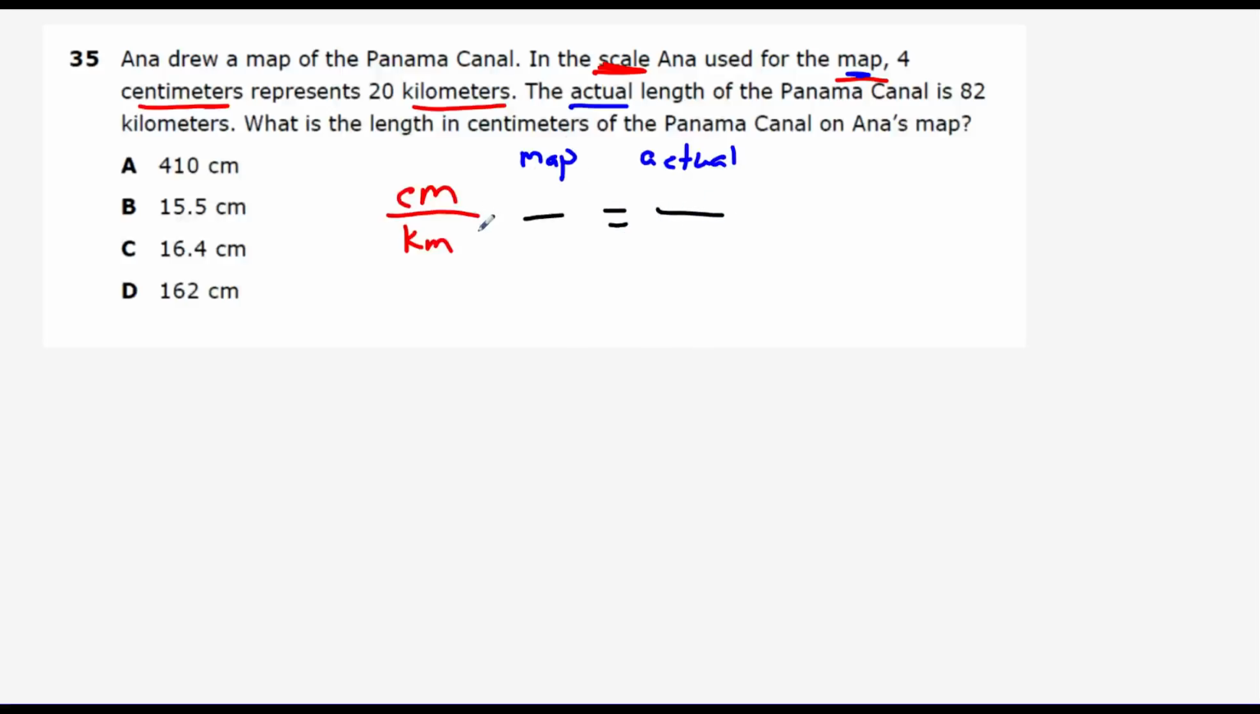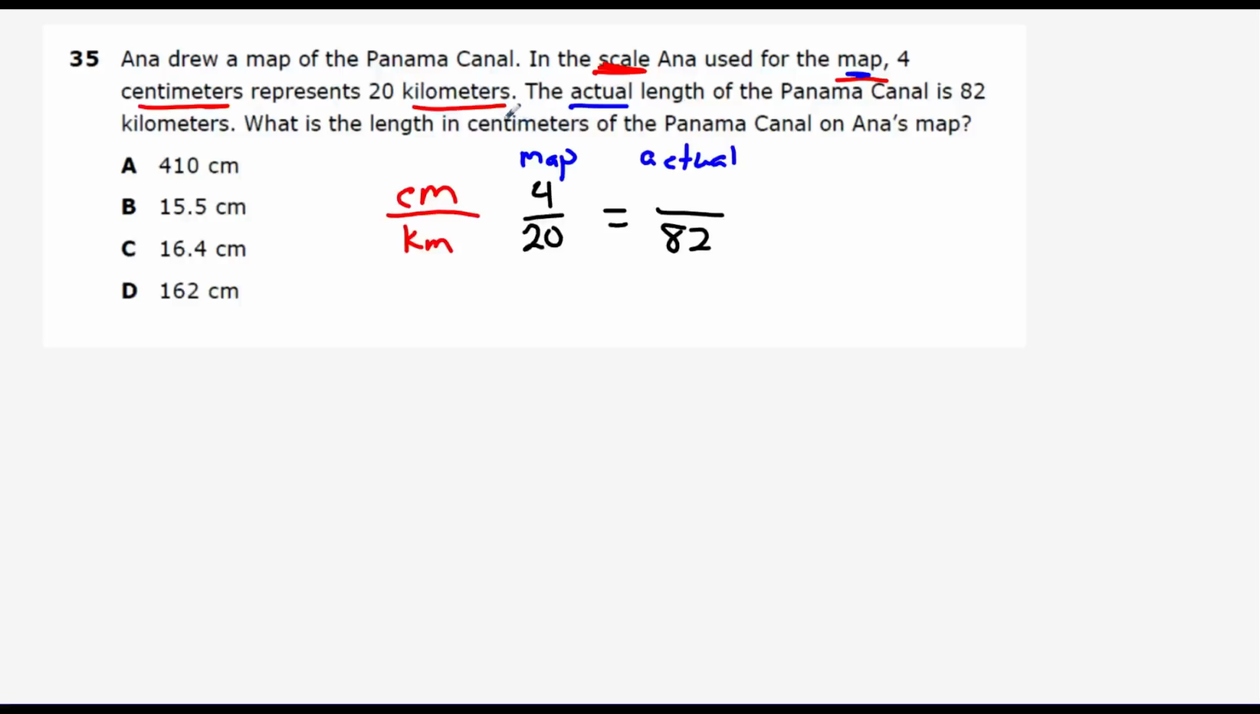So now we're just filling in numbers. How many centimeters on the map? Well, it says on the map 4 centimeters is 20 kilometers. And then the actual thing, 82 kilometers. So kilometers on the bottom. So there it goes. So we want to know what is the length in centimeters?